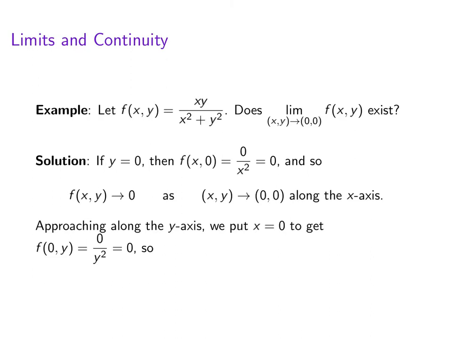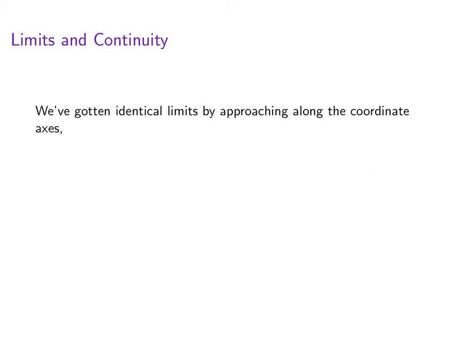Now let's approach along the y-axis. So we'll put in x equals 0. Now we'll get f(0,y) equals 0. So the function approaches 0 along the y-axis. So we've gotten identical limits by approaching along the coordinate axes.